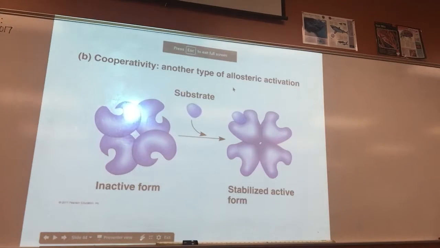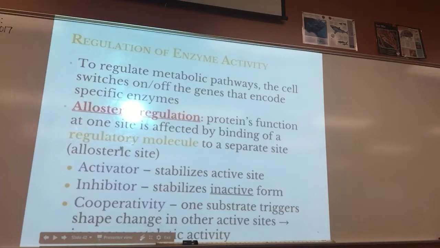you have this picture here, and I want to point out, a couple slides ago when we wrote down allosteric regulation, we said that the enzyme can be stabilized by an activator, so that was like your ADP.